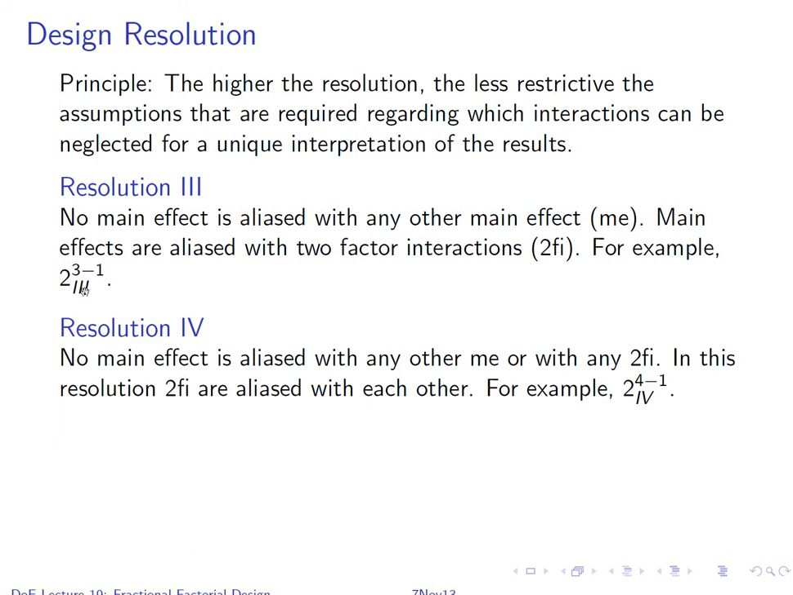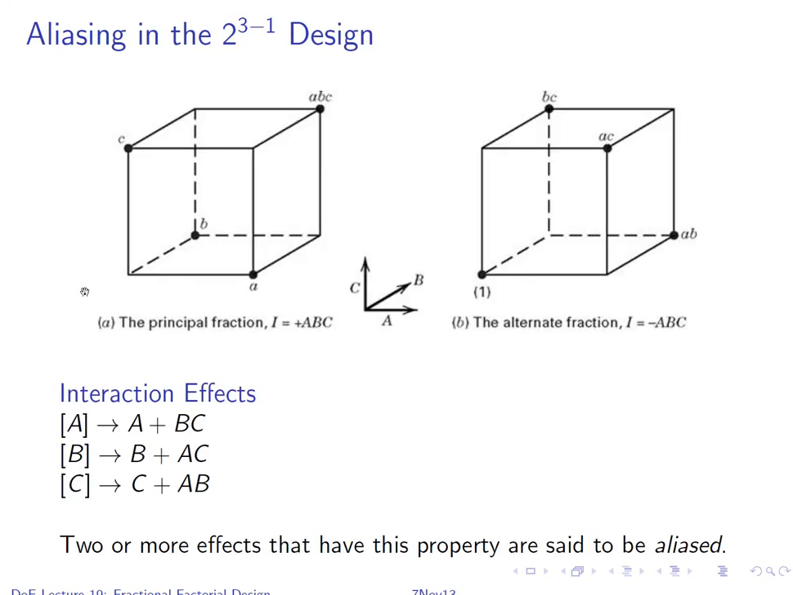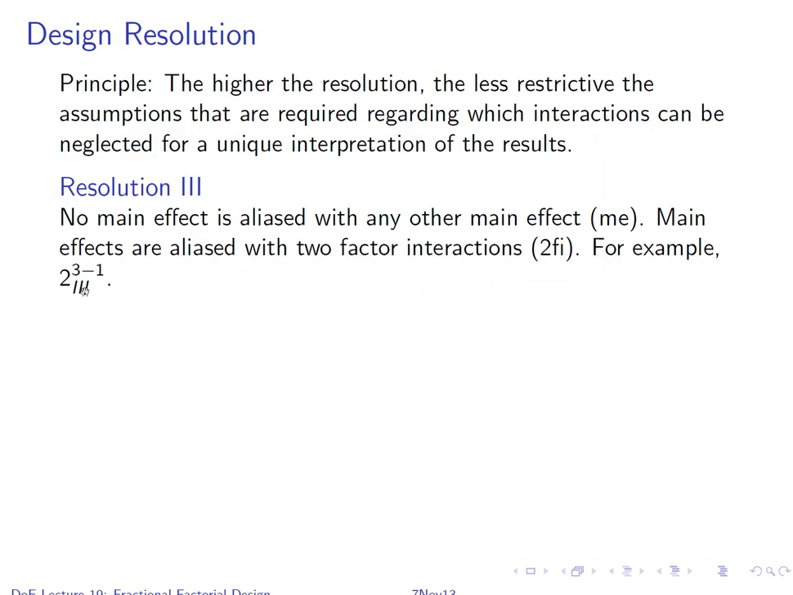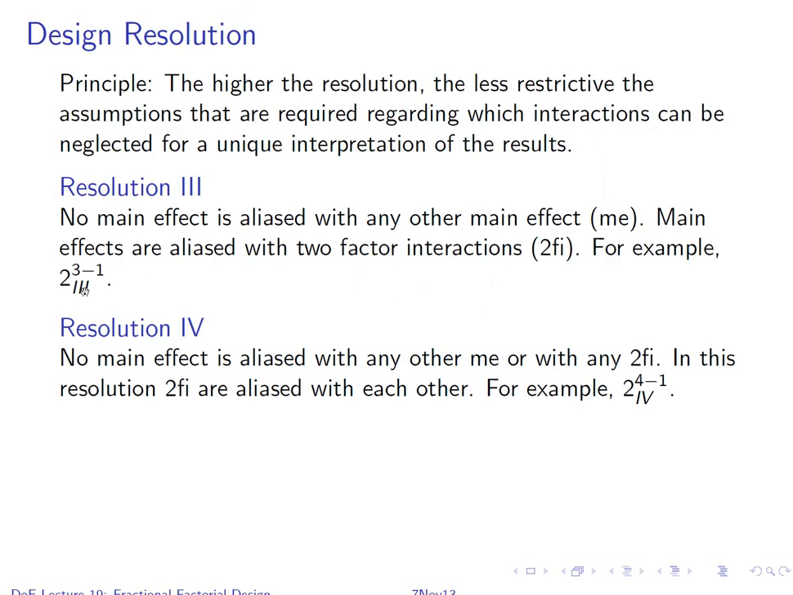The second is a resolution 4, and here's the definition: that no main effect is aliased with any other main effect or with any two-factor interaction. So again, if you go back one slide, you'll see that those definitions don't apply here, that I do have an aliasing effect of main effects with two-factor interactions. So the design we gave you is not resolution 4.